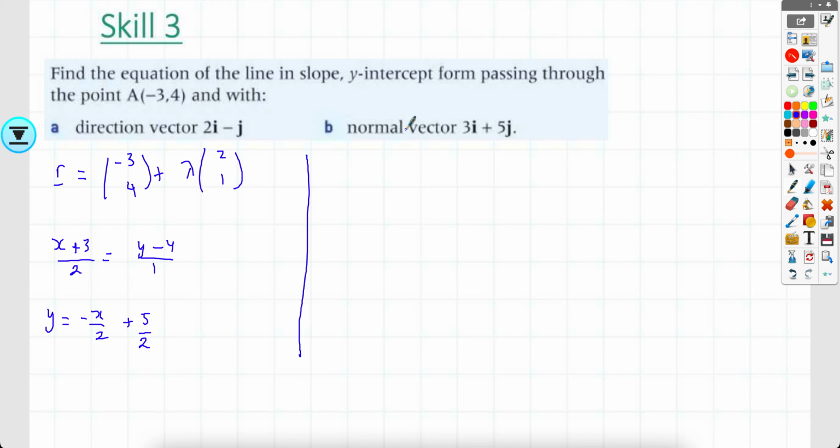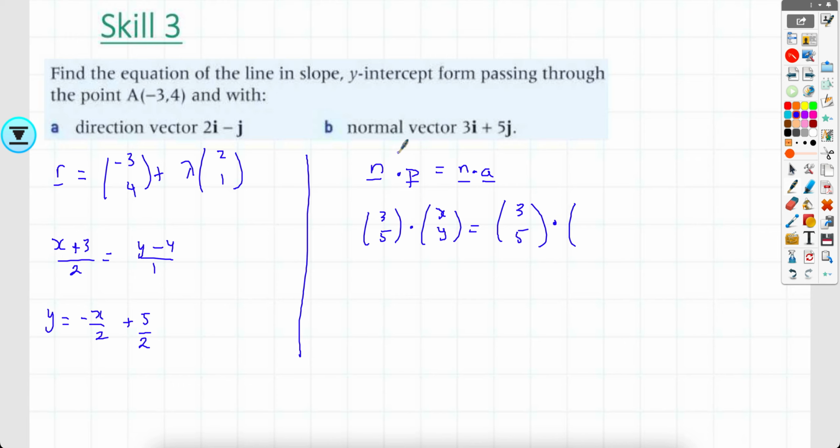Now for the normal, remember the equation that we had in the previous lesson. It was n scalar product r equals n scalar product with your point A. So I know what the normal vector is. It's (3, 5). The point is just x and y. And then again, (3, 5) with scalar product (-3, 4). This is the point that is given in the question. So how do we actually simplify this?